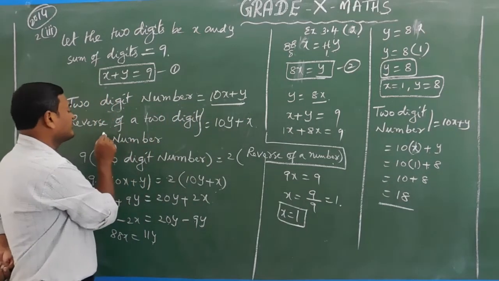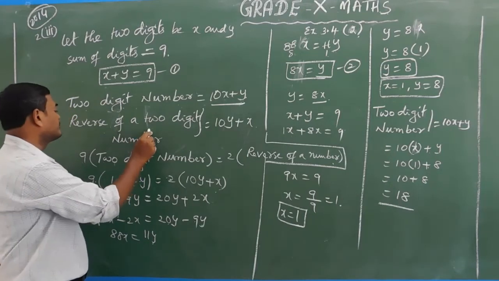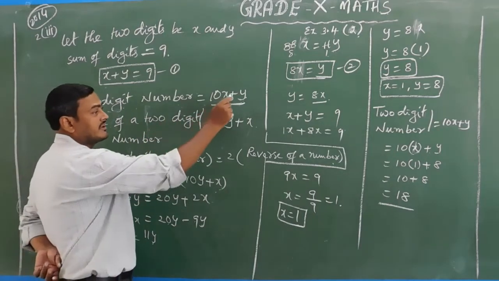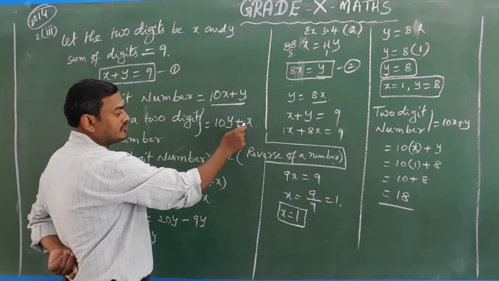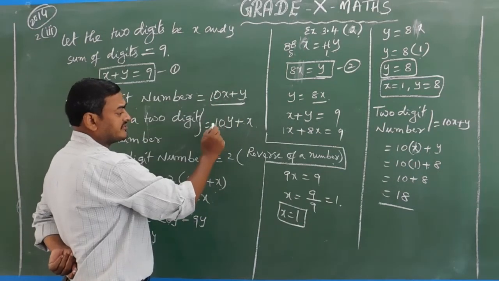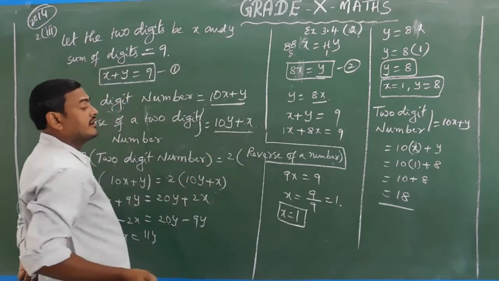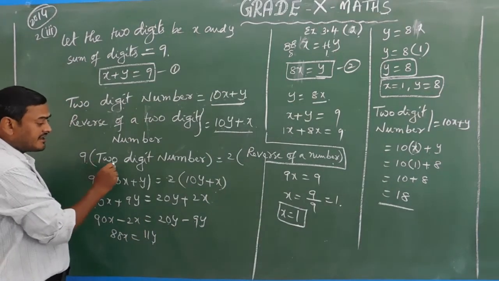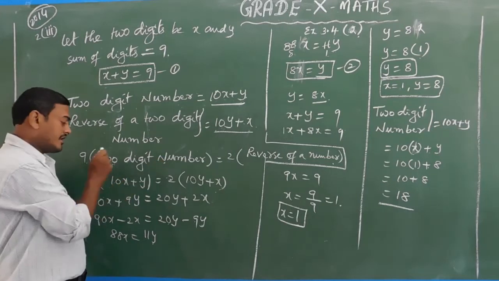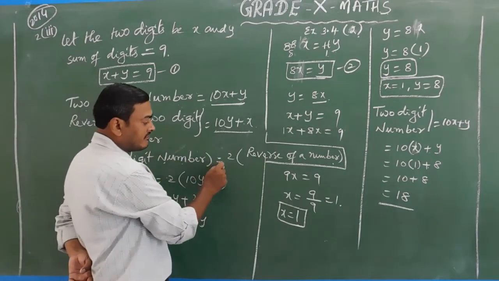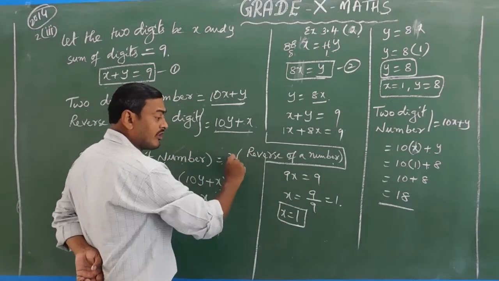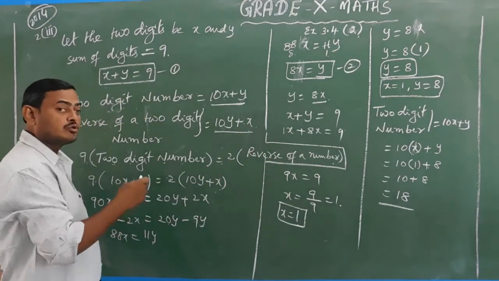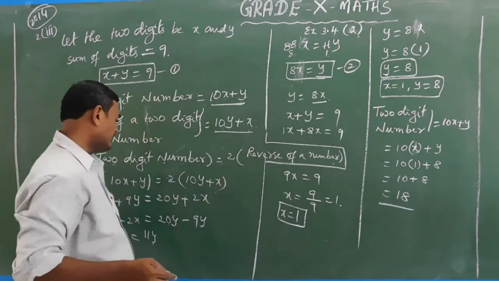And the reverse of the 2-digit number. Reverse of the 2-digit number means 10's place becomes 1's place, 1's place becomes 10's place. 10y plus x is the reverse of a number. Now what is the condition given here? 9 times of 2-digit number equal to 2 times of the reverse of the number.